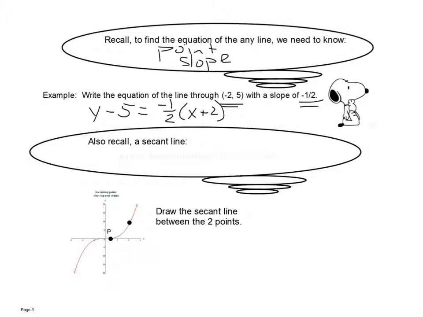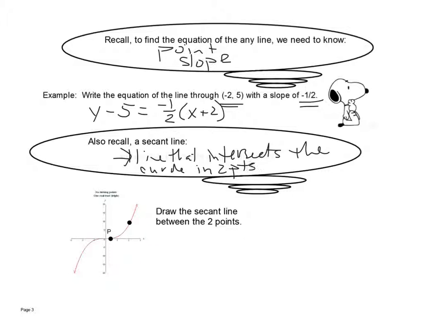The other thing we need to remember for this section is that a secant line is a line that intersects the curve in two points. If I were drawing a secant line on this curve, which looks a lot like our curve from problem number 1, maybe more like an x to the third, it would look like that. So that's a secant line going from P to Q.